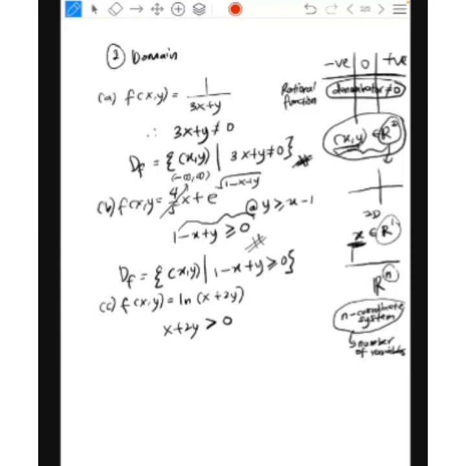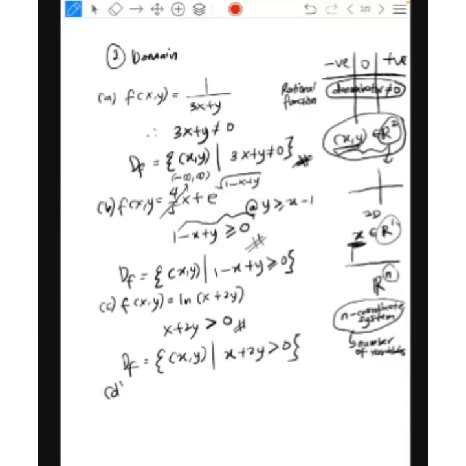When you put it equal to 0, it becomes undefined. So only greater than 0. Again, this is your domain: x plus 2y greater than 0.